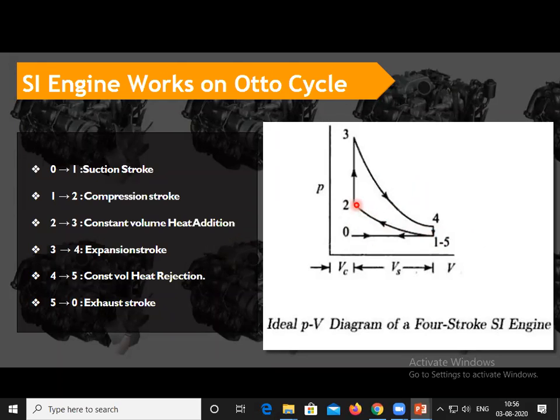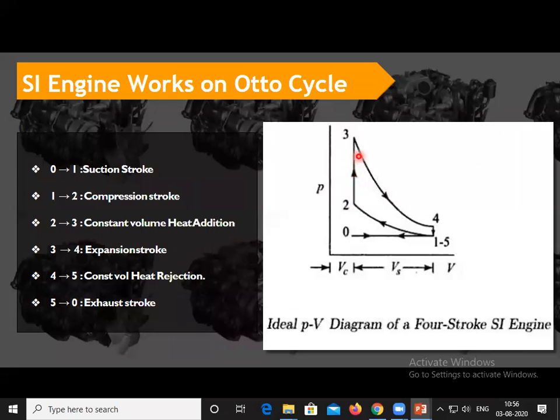Process 1 to 2 is work input, since we are compressing the charge. Pressure and temperature increase. And what happens to the volume? Here the volume reduces, so that's why pressure and temperature increase. And what is process 2 to 3? Combustion. It is a combustion event at constant volume, since it is an SI engine.